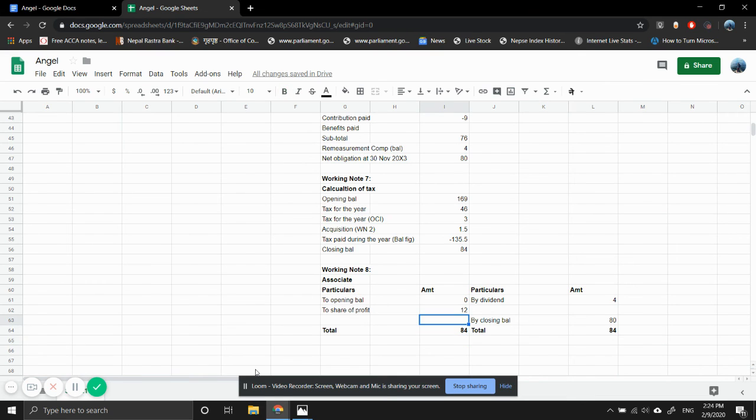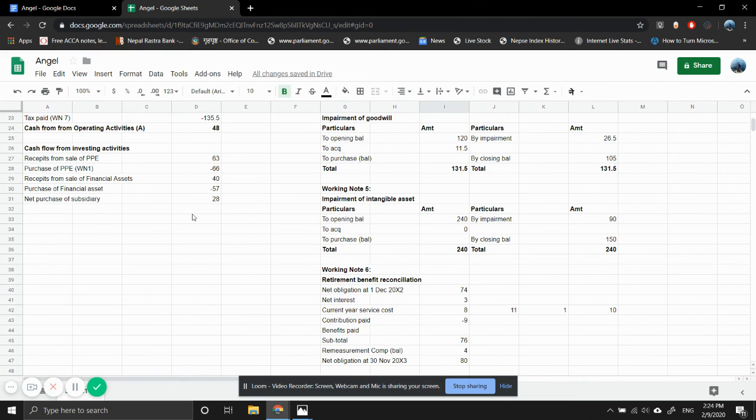Right? So how much did we actually pay for it? The cost of acquisition is this minus this, 72. So that was the cash outflow from the company, right? Minus 72, purchase of subsidiary.